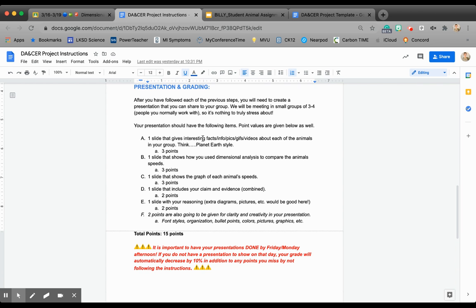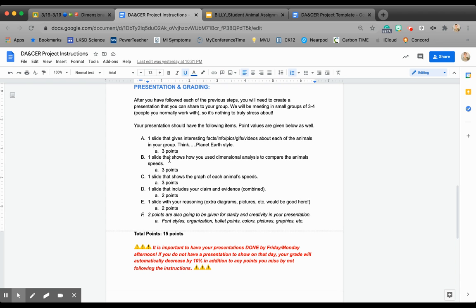One slide that gives interesting facts, info, pics, GIFs, videos about each of the animals in your group. Think Planet Earth style, so you're trying to give some sweet build-up information to be like, who do you think is going to be the fastest when you present this material? You'll get 1 point for each of those slides.